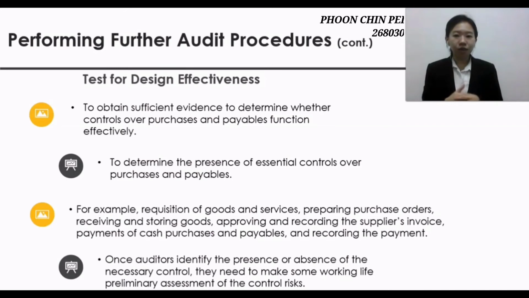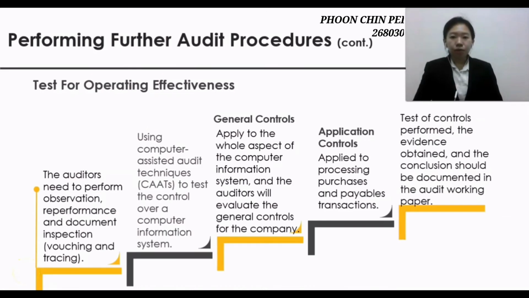Once the auditor identifies the presence or absence of the necessary control, the auditor then needs to make a preliminary assessment of the control risk. Furthermore, the auditor should perform tests for operating effectiveness. The auditor needs to perform observation, re-performance, and document inspection, such as vouching and tracing. Tests for operating effectiveness are performed to obtain sufficient evidence about assertions, such as the existence, completeness, accuracy, cut-off, and classification of purchase and payable transactions and balances.